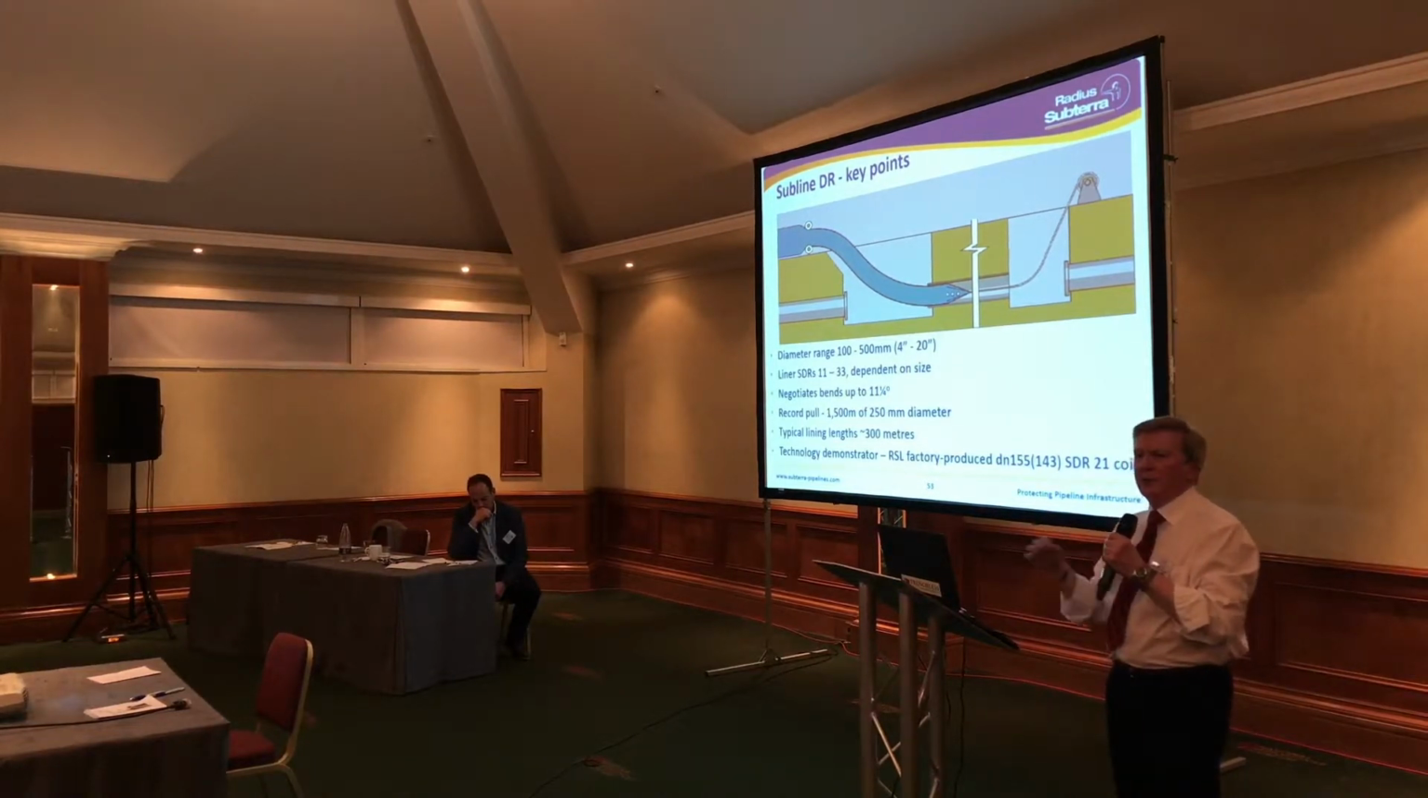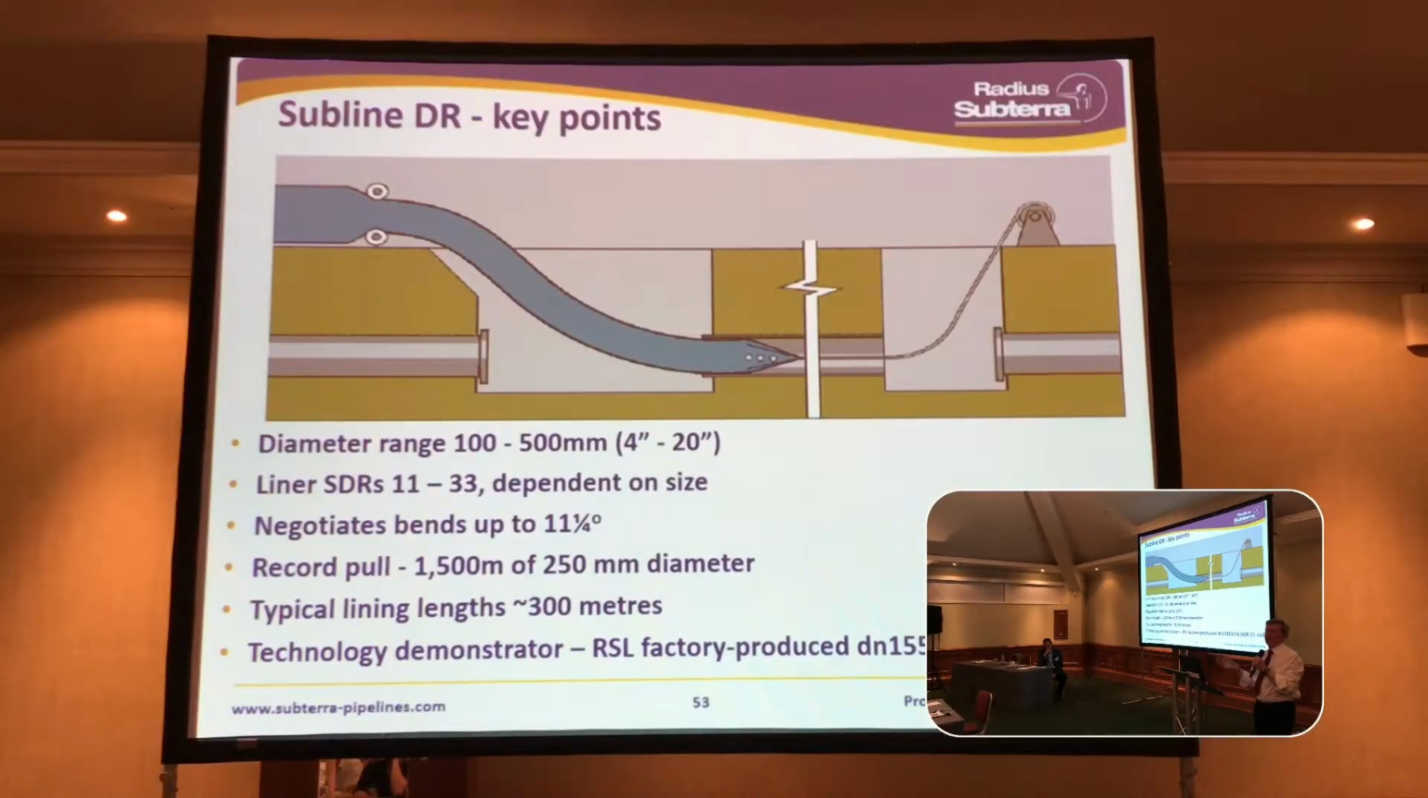Typically you'd be using this to insert 300 meters at a time, because that tends to be the spacing between significant utility features like bends, tees and valves, which are used as insertion points. I should like to mention Radius has recently developed a technology demonstrator for a factory rolled down product, one that is actually delivered to site in the pre-reduced state.